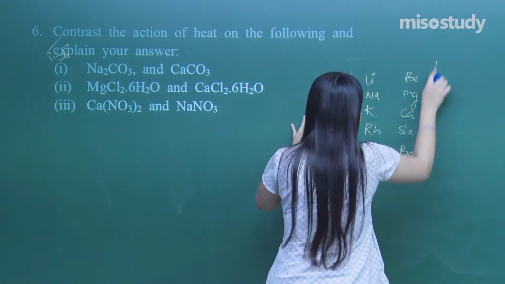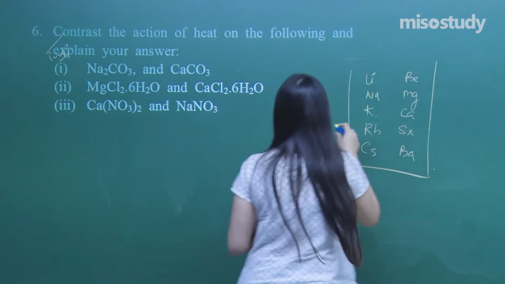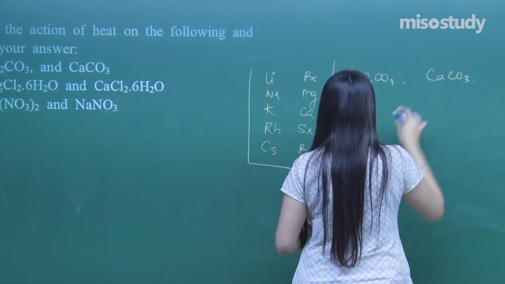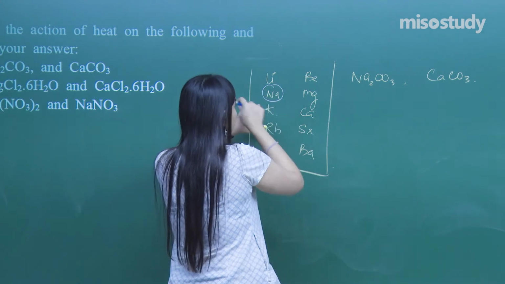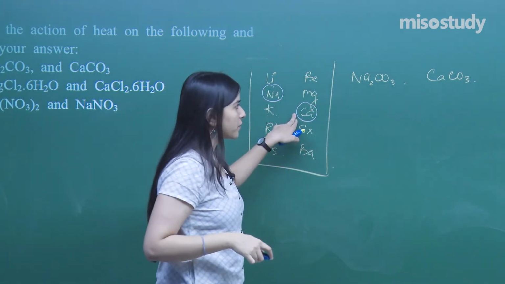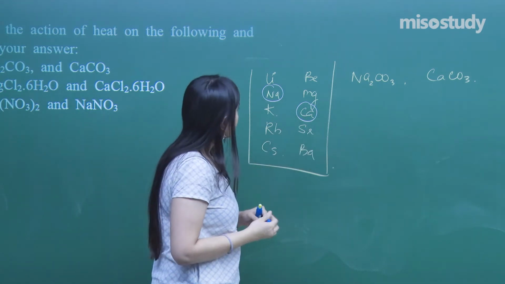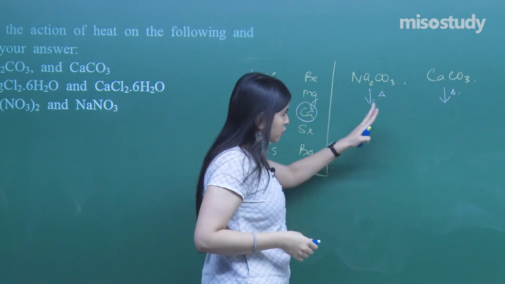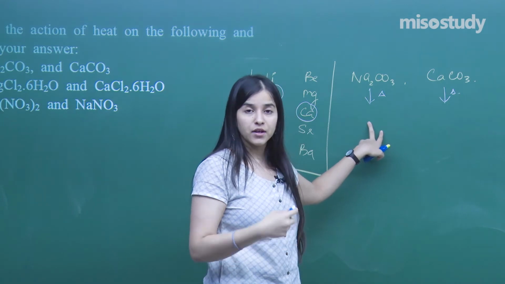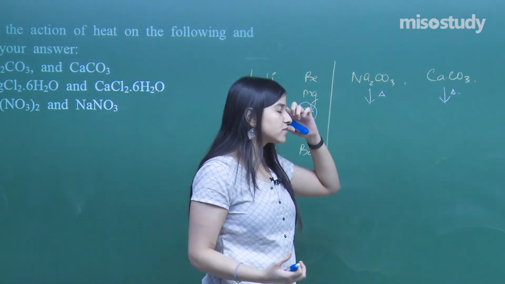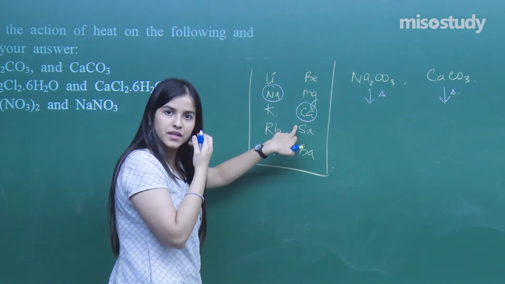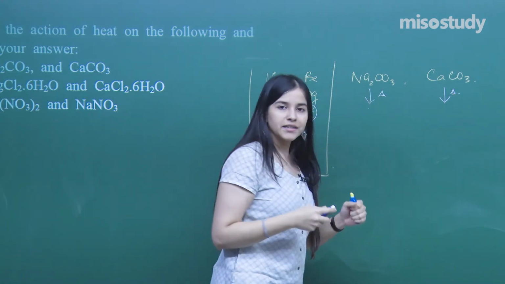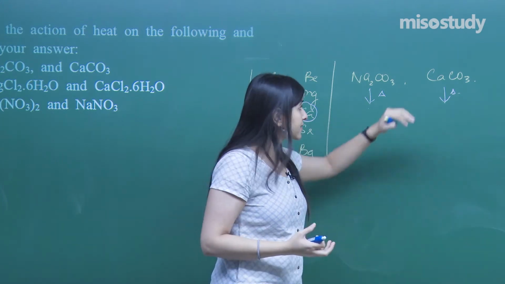That's it, fine. So, in the first one, what I have is Na2CO3 and CaCO3, fine. Now see, Na belongs to group 1, Ca belongs to group number 2, fine. Whenever I am trying to give them heat, which one of you think will be very stable towards heat? See here, Na is sort of smaller in size as compared to the calcium, fine. So, what will be happening is, Na will not dissociate that comfortably as compared to the calcium carbonate.